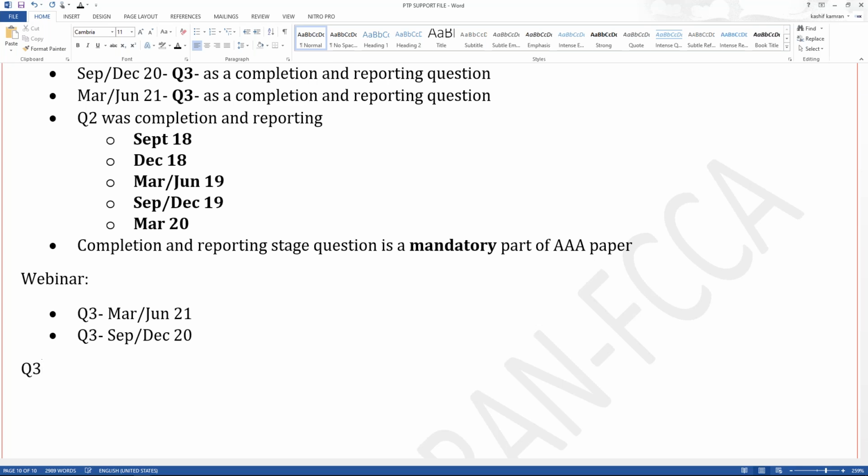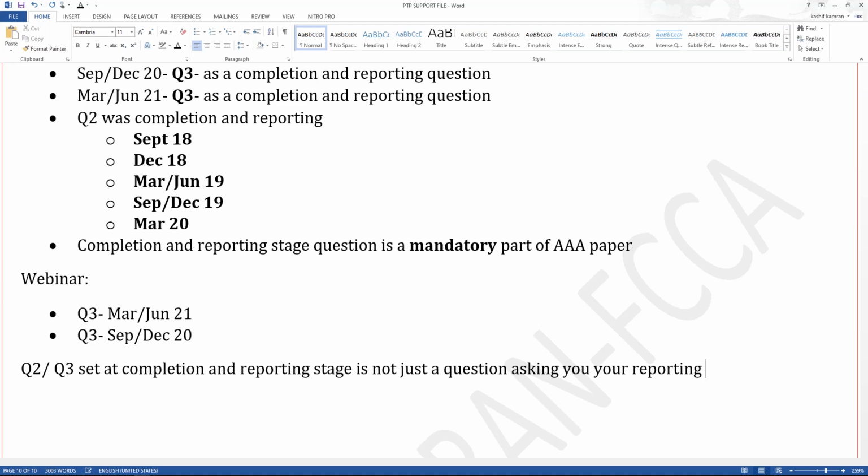a question 3 or a question 2 set at completion and reporting stage is not just a question asking you your reporting knowledge. The 25 marks question, whether it is 2 or 3, is not just asking a 25 marks reporting knowledge. It is a combined question. Try to understand this. It is a combined question. It is not just a reporting question. It is a completion and a reporting stage question.